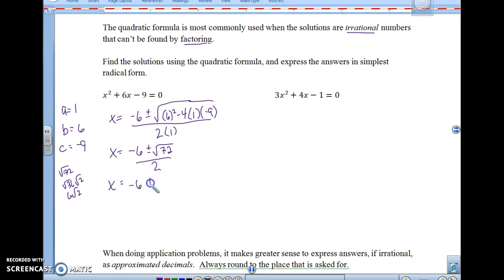So it's negative 6 plus or minus 6 times the square root of 2 over 2, and then divide both the terms out front by 2. And this will be x equals negative 3 plus or minus 3 radical 2. So there we go. We got it.